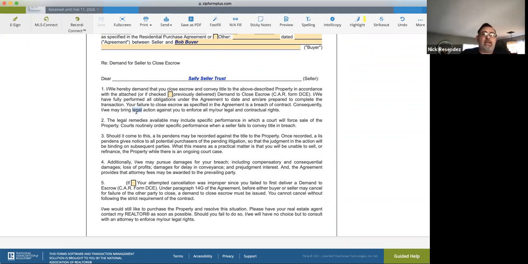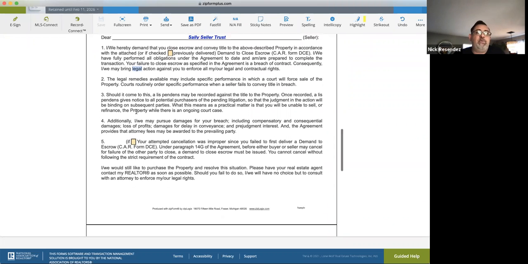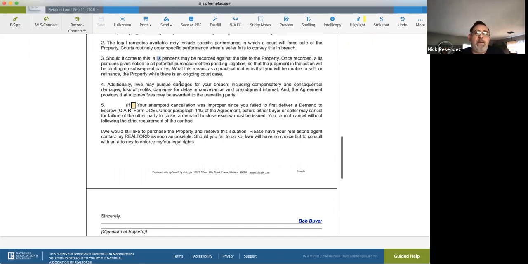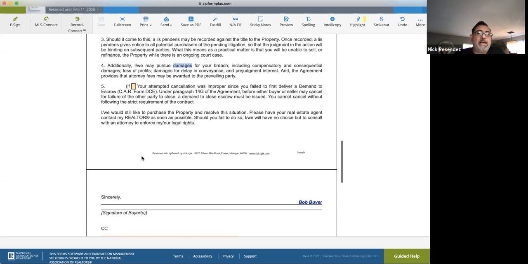These remedies may include things like a lawsuit for what's called specific performance, forcing the sale of the property. If we have to do that, seller, we may also file a lis pendens against the property, which means you won't be able to sell because there's pending litigation on the property and there will be some sort of a judgment. Okay. We also may pursue damages for your breach, including compensatory and consequential damages, because our damages may not just be financial, they may be emotional or other distress related. Okay. And so on.